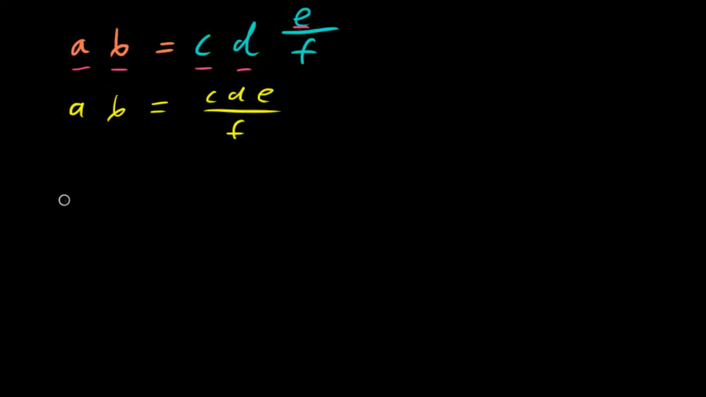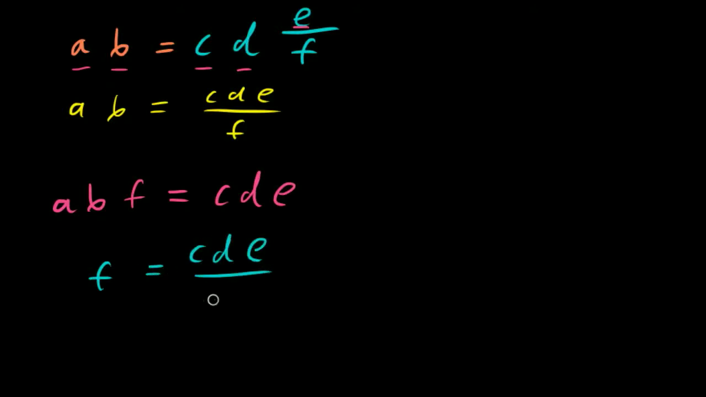And then we get AB times F is equal to CDE, because we multiplied out this F, so we no longer have a fraction. Then to solve for F, we divide both sides by AB. So our final form for this expression is F is equal to CDE over AB.